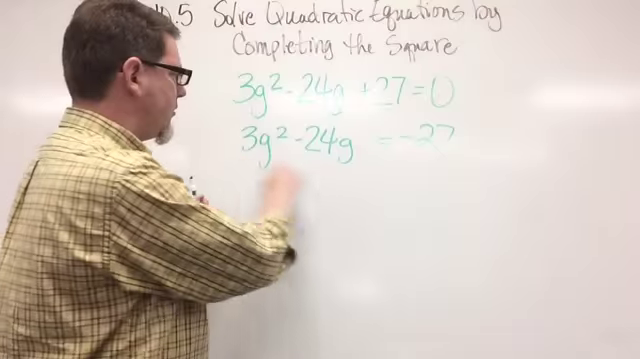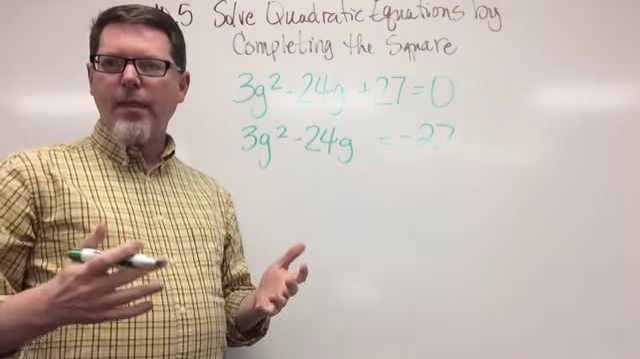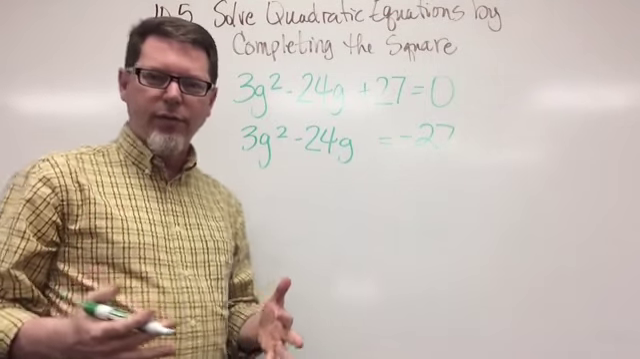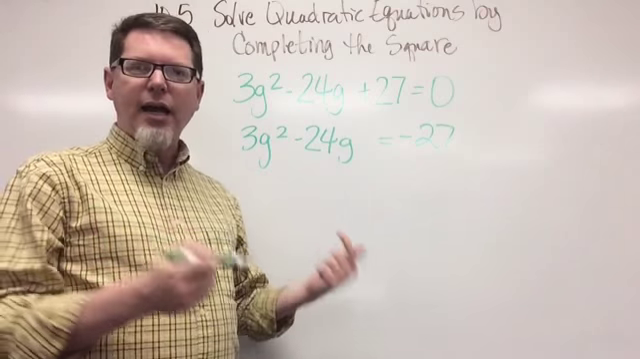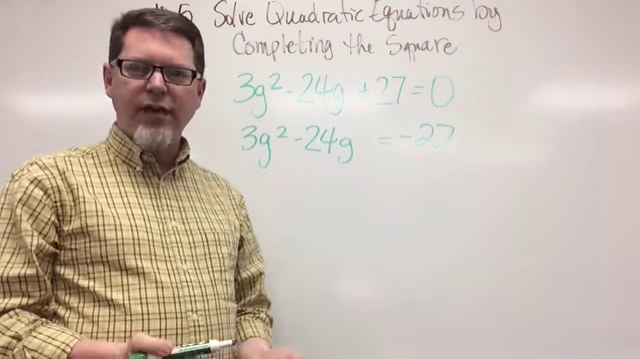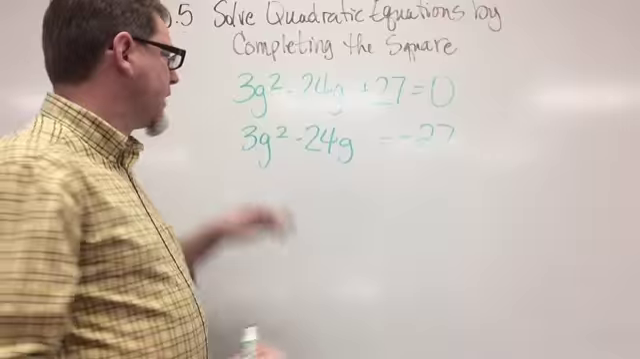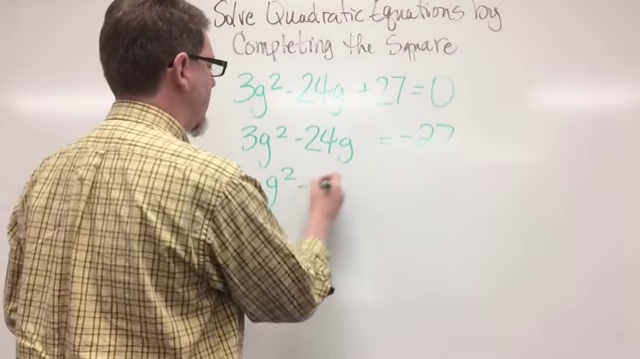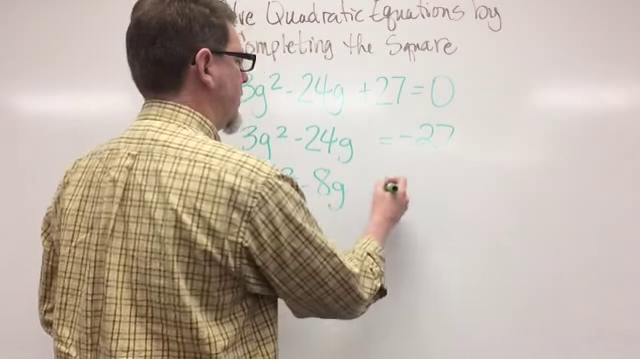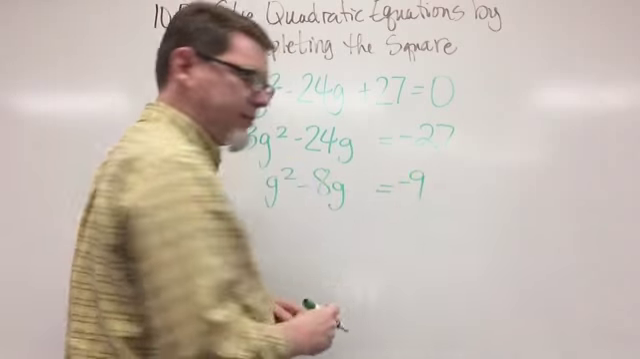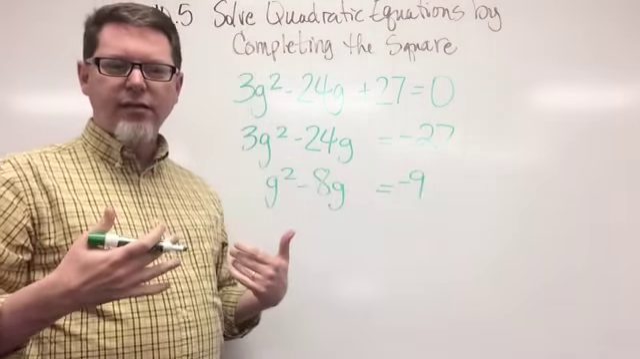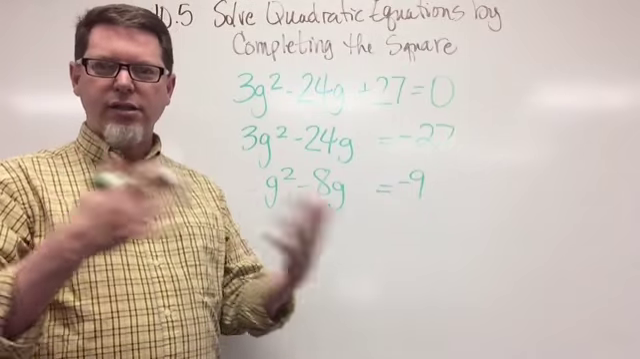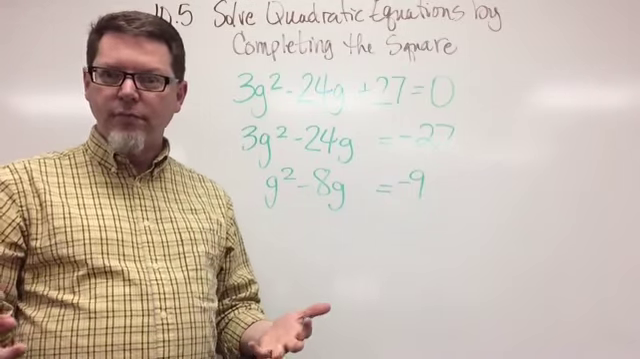That way now I can find the number that I need for a perfect square. But before that, I have a greatest common factor. So let's factor that 3 out. I'm going to divide everything by 3, and so that would be g squared minus 8g equals -9. I just factored out that 3. I don't need to worry about it. I can just get rid of it because I did the same thing to both sides.